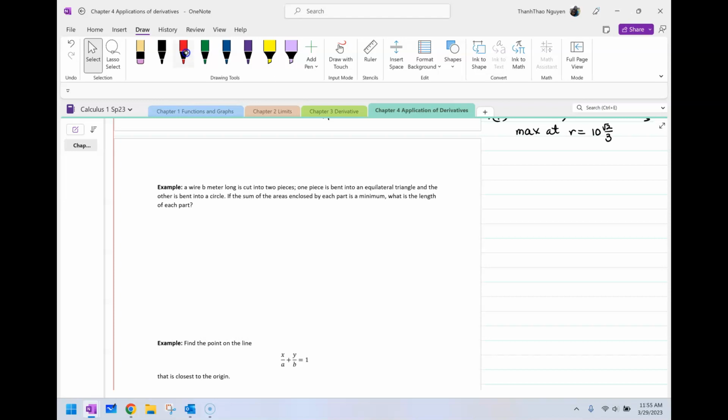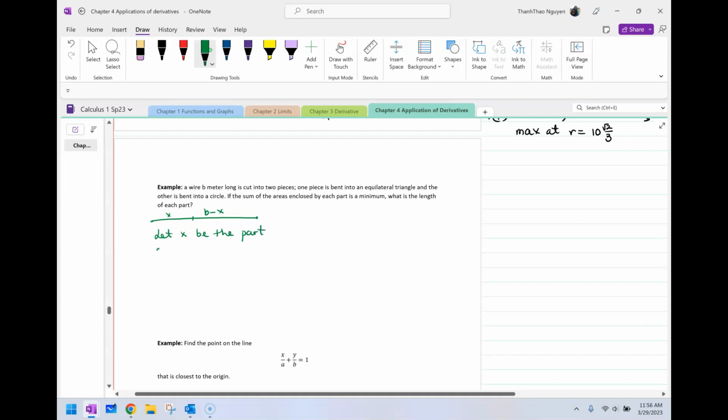Okay, so here you have a piece of wire and you cut it in two parts. Let the first part be x, then the next part will be B minus x. So let x be the part of the wire that is bent into a square.